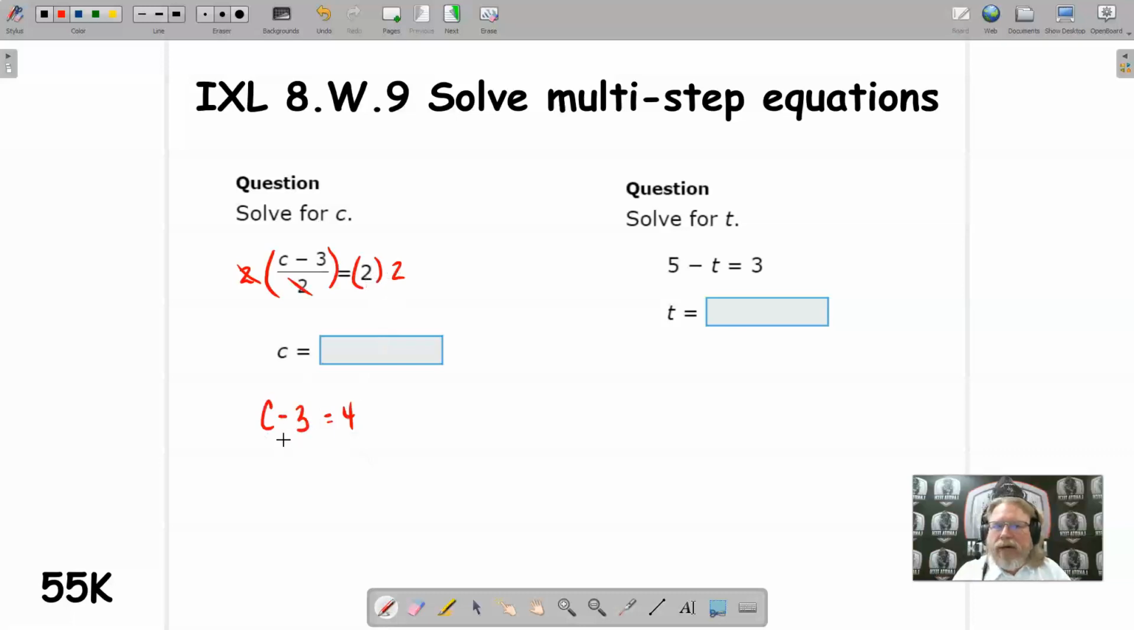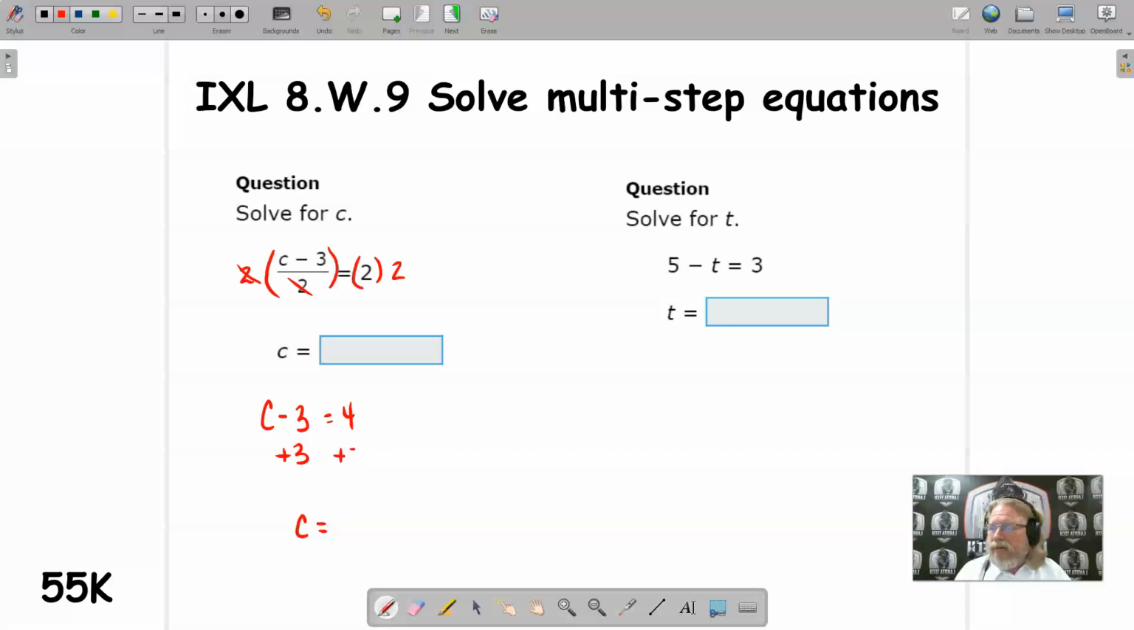So now we can do our next step, and that is to add 3. We're going to add 3 because the c is tied to the 3 through subtraction. The opposite operation is addition, and we're going to add the very number we wish to get rid of, which in this case is 3, because in the end we want to isolate the variable c. That means to have it all by itself. That would tell us what the solution to the equation is.